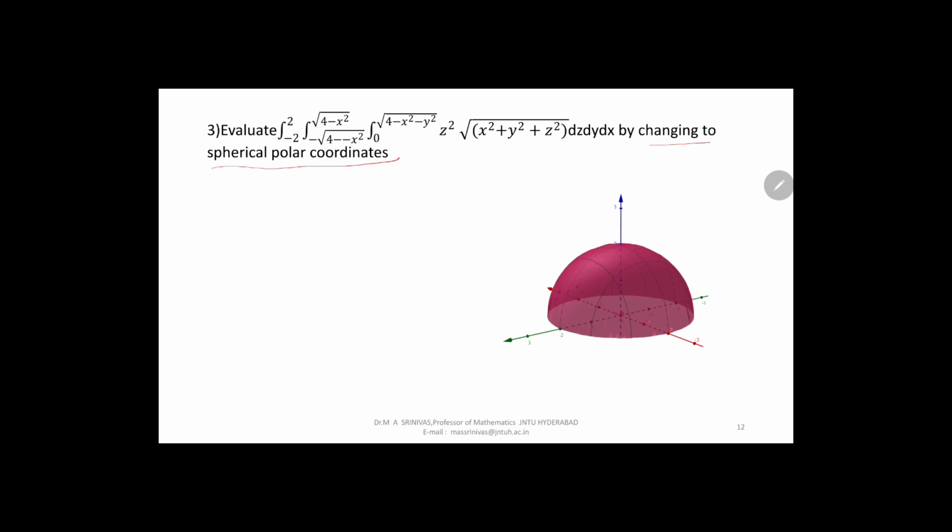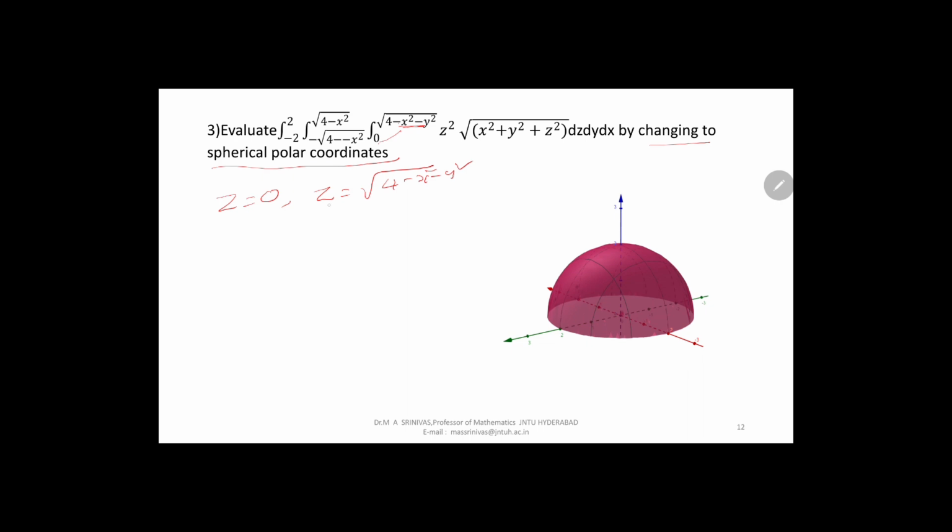For doing it, unless you know the region, you cannot find the limits for r, theta, phi if you convert that into spherical polar coordinates. Therefore, we need to identify the region. From these limits, you can easily identify it. I already discussed these things in the first and second lecture. Because these are functions of x, y, these are the limits for z. What are the limits for z he has given? z is equal to 0 and z is equal to root over 4 minus x square minus y square.